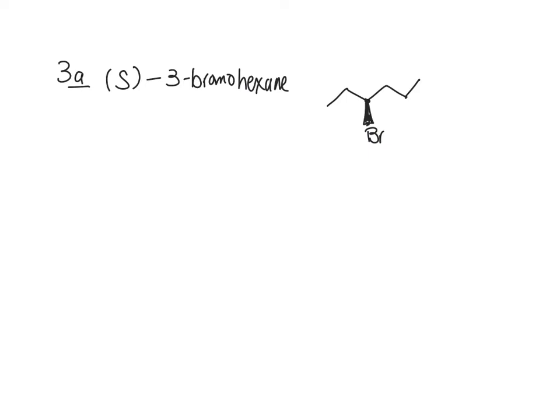And then I count my priorities and see if this is S. If it's not S, then I'm going to switch it to a dash and a wedge. So we can put a dash here. Now we count priorities. We have bromine is 1. Then we got carbon, carbon. We got to go to the next carbon, carbon, carbon, and that's a dead end. So this is number 2. And then this would be number 3.